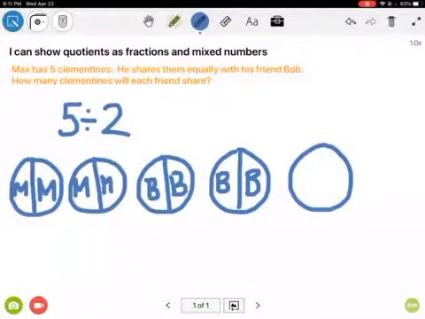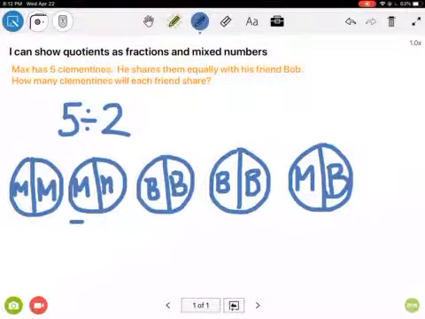Then we have this 1 clementine that's left. So I'm going to divide it in half, and I'm going to give Max 1 piece, and I'm going to give Bob 1 piece. Okay. So each friend gets 2 clementines plus 1/2 of a clementine. So if you think about it, we're thinking about how many clementines in all they get. So Max has 2 and 1/2 and Bob has 2 and 1/2.